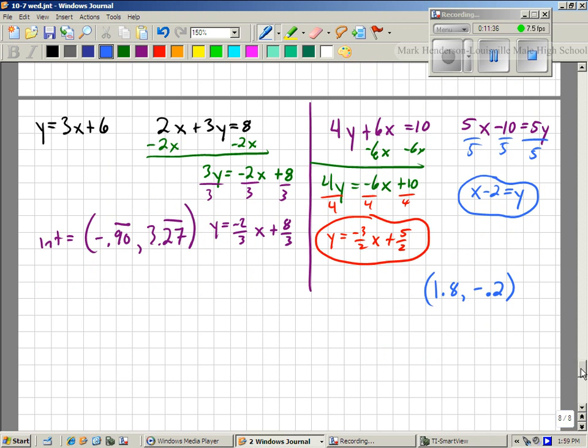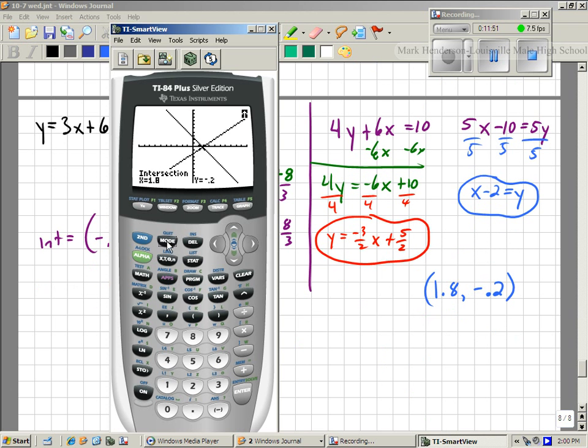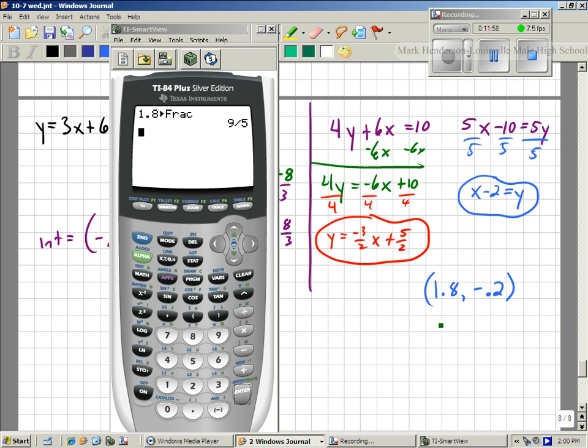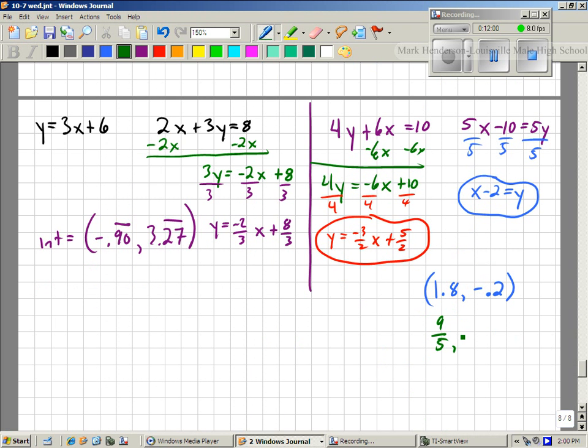Okay, one thing that the ACT and the SAT love to do is to give you a question like this and then give you the answer only in fractions. So does anybody remember how to get this to a fraction? Okay, so you can put it in your calculator, 1.8. You go to math and you go to fraction, and this is 9/5. This is negative 1/5. It's math fraction.